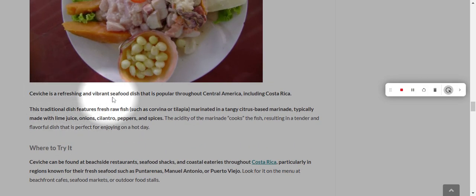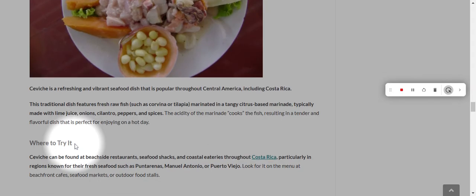Ceviche is a refreshing and vibrant seafood dish that is popular throughout Central America, including Costa Rica. This traditional dish features fresh, raw fish such as corvina and tilapia, marinated in a tangy citrus-based marinade, typically made of lime juice, onions, cilantro, peppers, and spices. The acidity of the marinade cooks the fish, resulting in a tender and flavorful dish that is perfect for enjoying on a hot day.